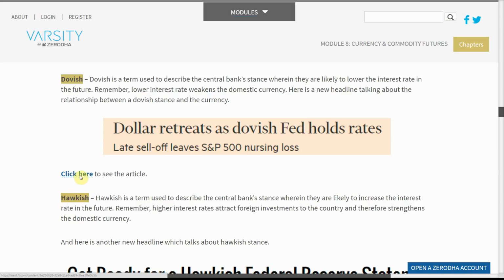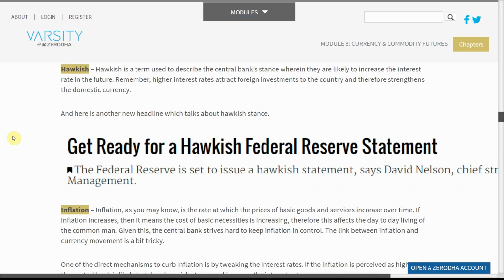Hawkish. Hawkish is a term used to describe the central bank's stance wherein they're likely to increase the interest rate in the future.